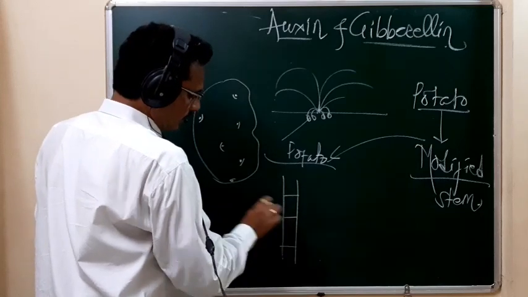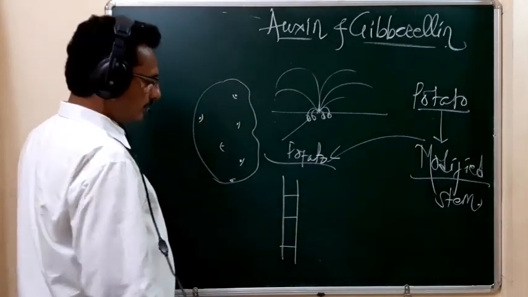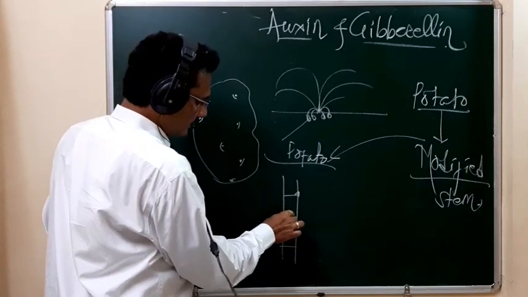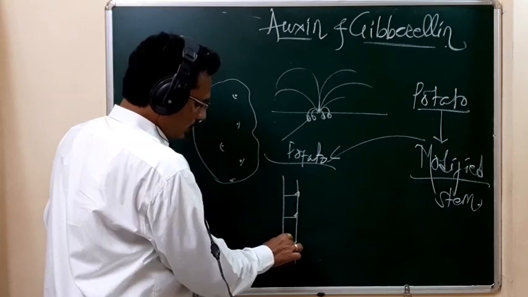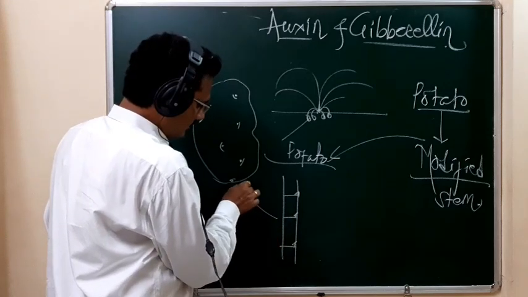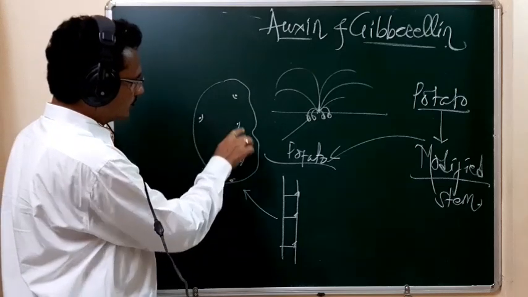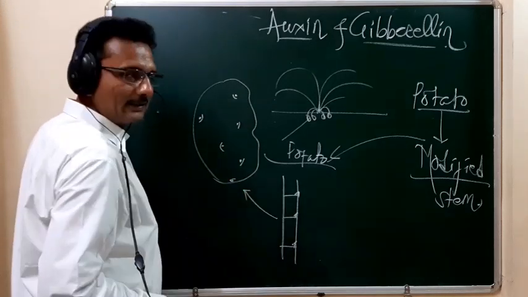Because the potato is formed from the stem, and that stem has nodes and internodes, and at the nodal region it has axillary buds. So when such a stem is converted into a potato, whatever buds are present on the potato are all axillary buds.